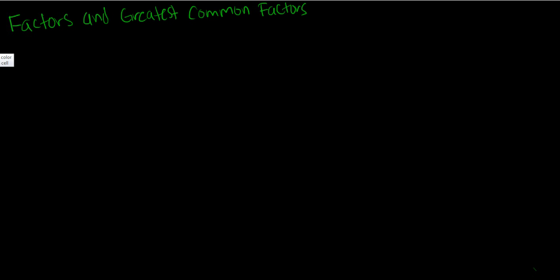In this section, we're going to be looking at factors and greatest common factors. Let's start off with looking at prime factorization. Prime factorization are all the factors that are prime numbers that multiply in order to equal the number that we are prime factoring. So let's look at an example of this.